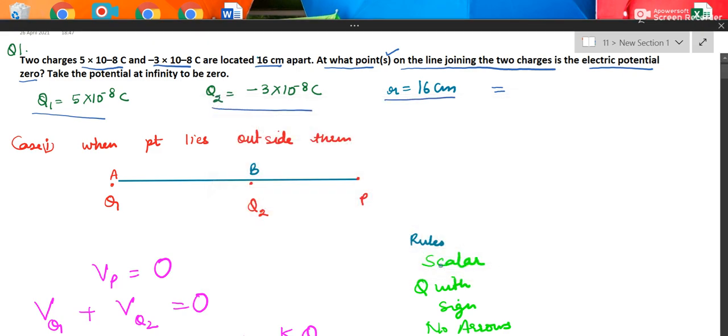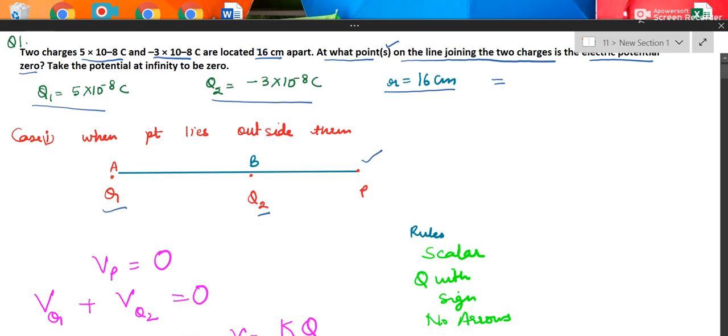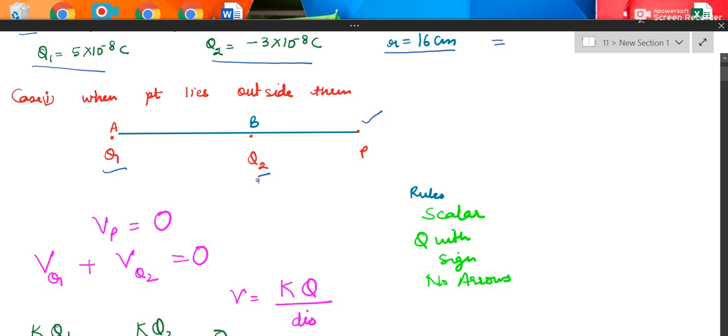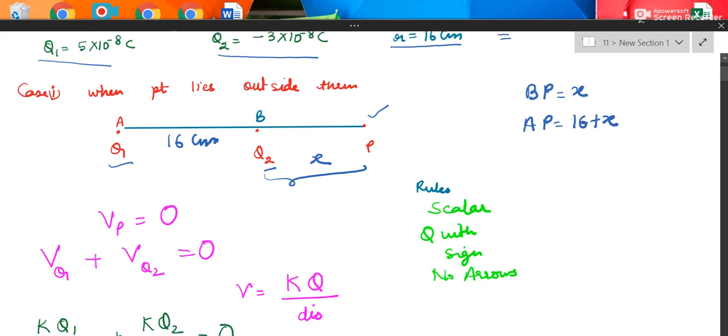Okay. So you'll have to discuss two cases. When the point is lying outside them, you can see the point is lying outside them. These are Q1 and Q2. So this distance you can imagine as X, and A and B were 16 centimeter apart. So the distance of point P from B is X and from A is 16 plus X. Just note down the distance.